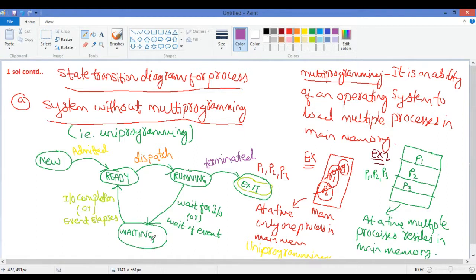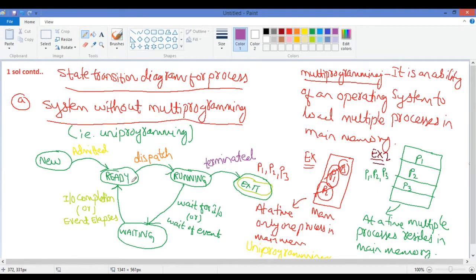Yes. What is the name of the event? Wait for IO or wait for event. Can you go from waiting to exit? No. Why? Because there is no direct arrow. So can you go from waiting to ready? Yes, you can. Can you go from waiting to running?